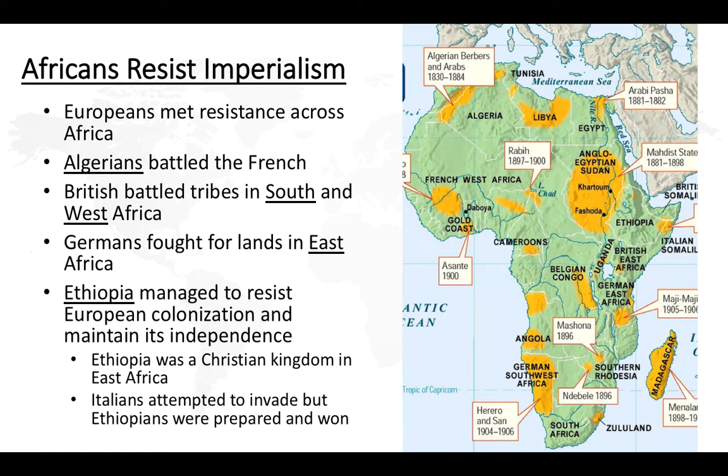Specifically, Ethiopia. Ethiopia is famous for resisting European colonization and maintaining its independence in this time period. They were a Christian kingdom. Italians attempted to invade it, but the Ethiopians were prepared and actually defeated them in battle. And this is one of the most famous stories of African resistance against European imperialism. This is actually going to be used by Italy leading into World War II. They're going to feel frustrated that they didn't get that territory in Africa, and they're going to go back and try to imperialize.